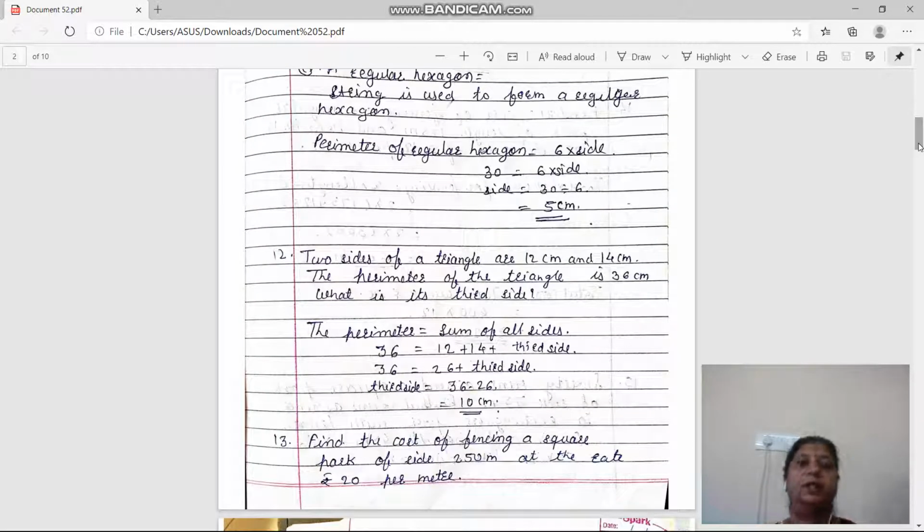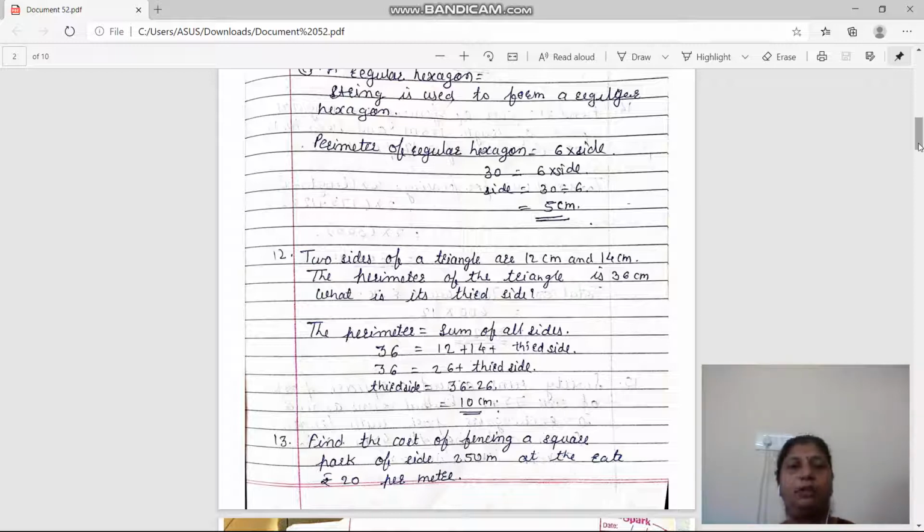Let's see. Two sides of a triangle are 12 centimeter, 14 centimeter. The perimeter of the triangle is 36. What is the third side? Now here the three sides are different. So what type of triangle is it? It is a scalene triangle, right?